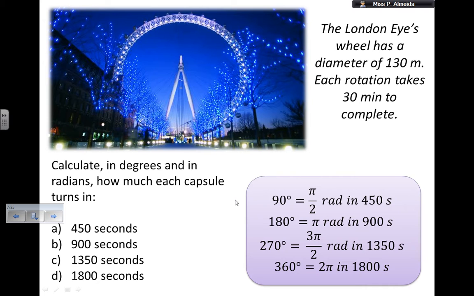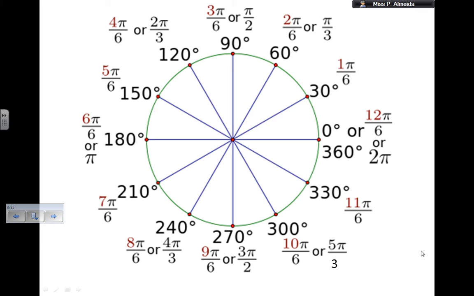180 degrees is pi radians in 900 seconds, so in 900 seconds it did half of the path already. 270 degrees, 3 pi over 2 radians, so that's how much it moves in 1,350 seconds, and the whole trip is going to be 360 degrees, which is 2 pi radians in 1,800 seconds. All right.